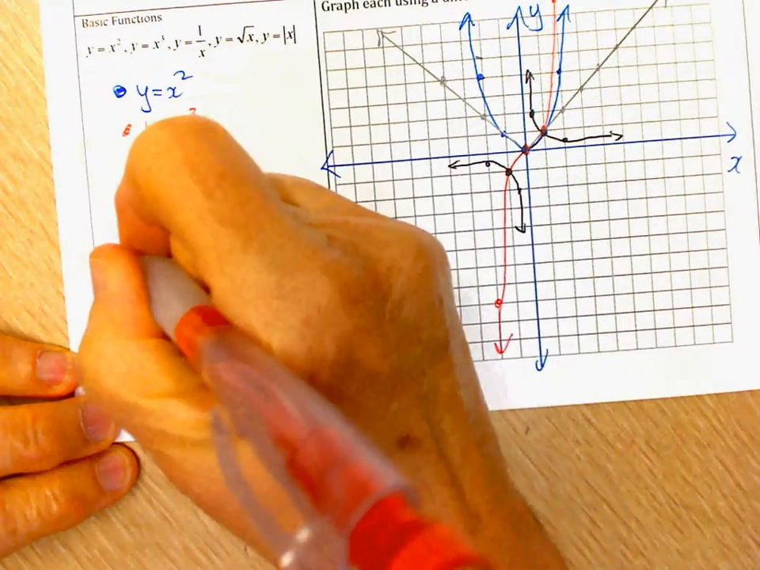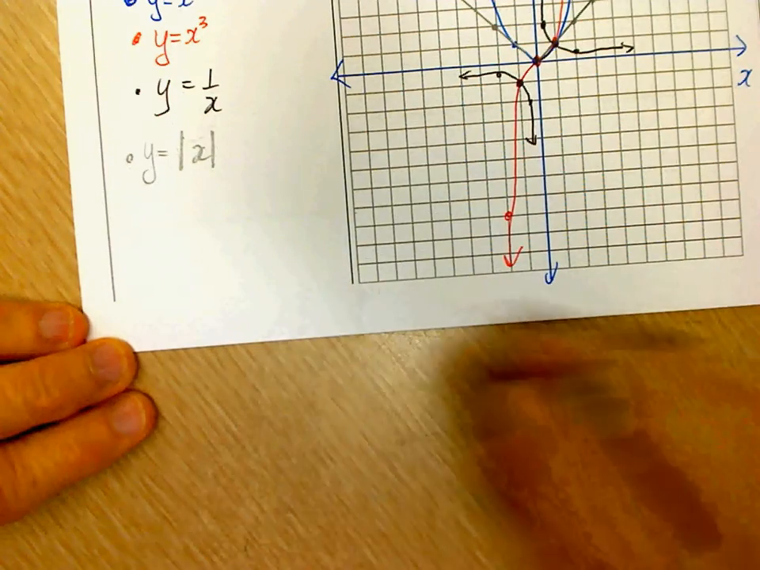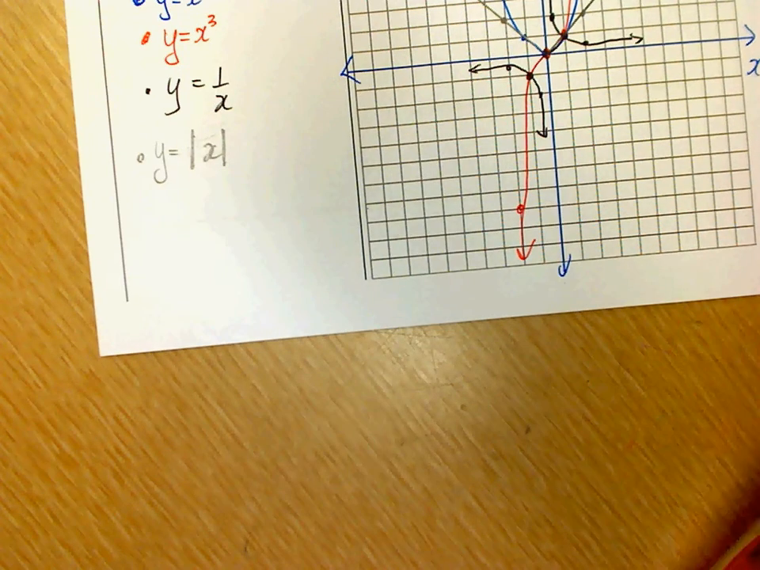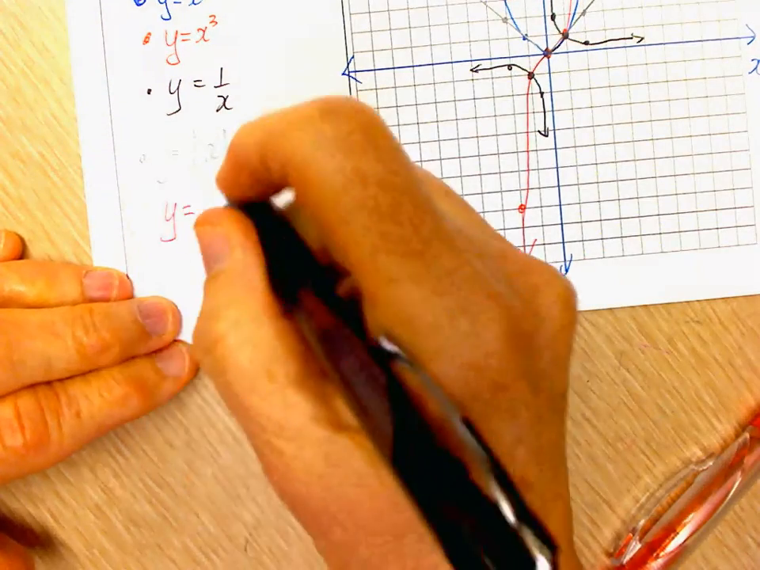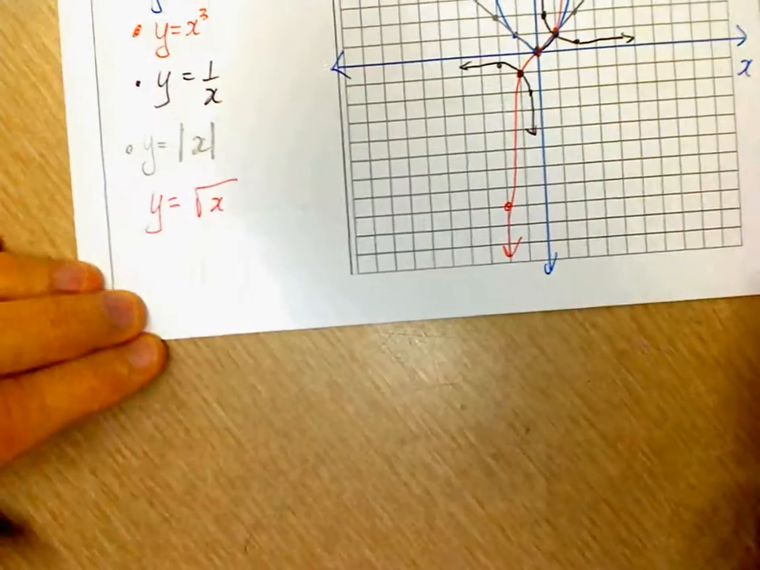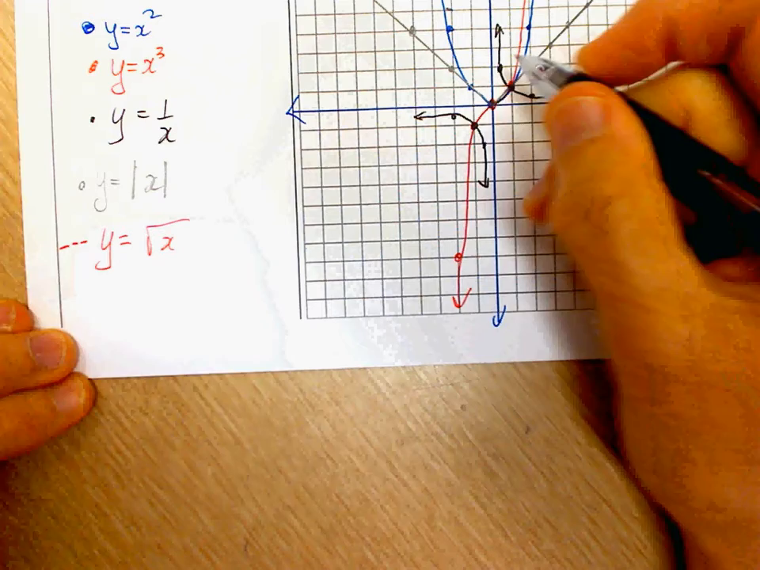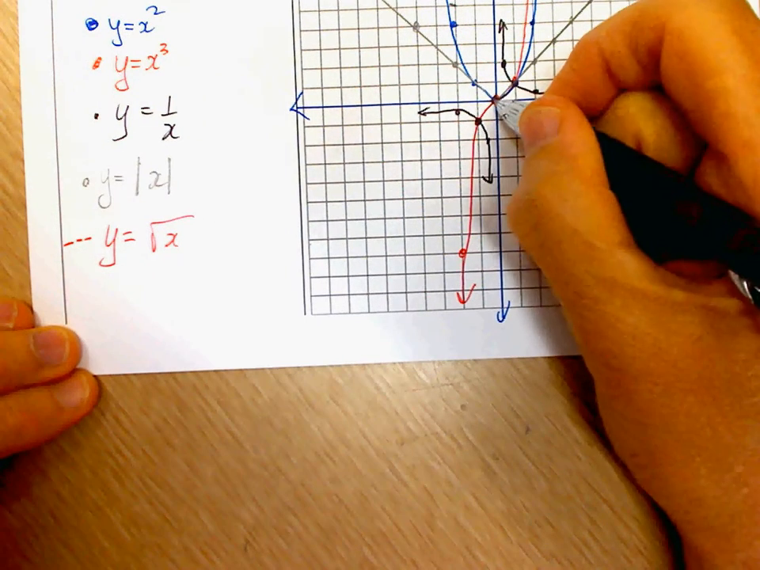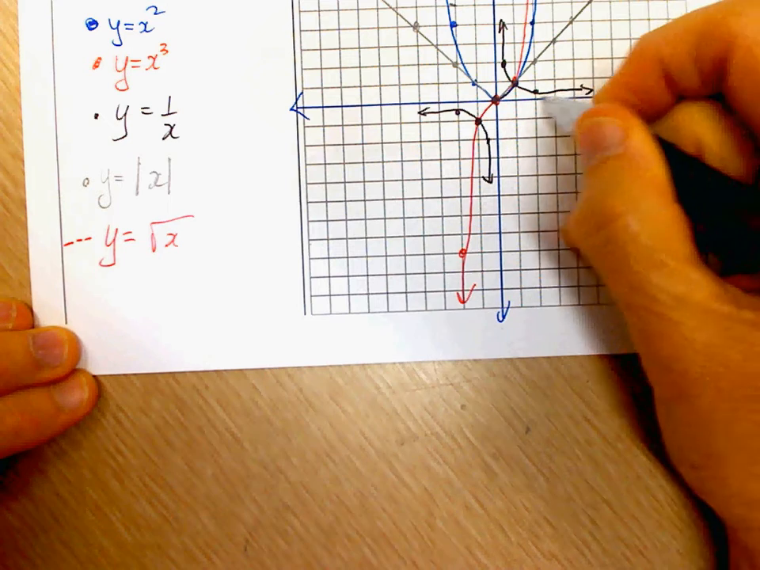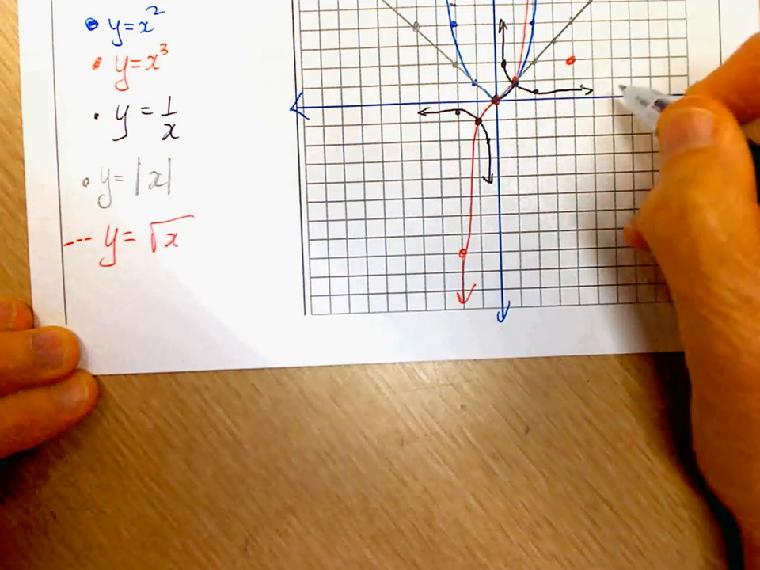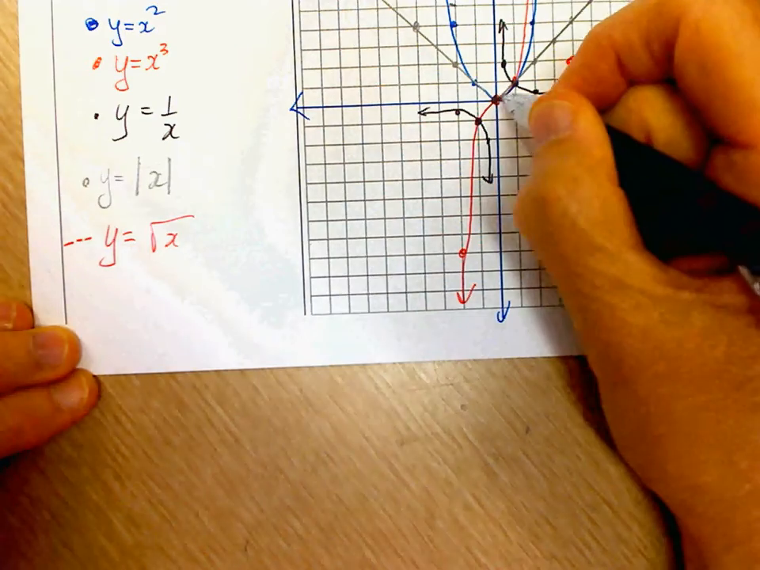Okay, and y equals root x. I guess I can do that in red again. Okay, so here we go. Maybe I'll do it with dashed lines so you can see. When x is 0, y is 0. When x is 1, y is 1. When x is 4, y is 2. When x is 9, y is 3. So there's y equals root x.